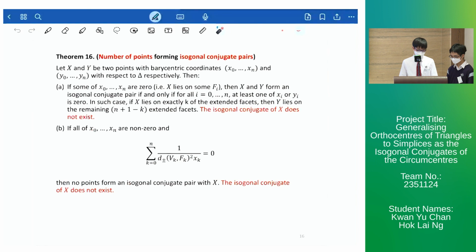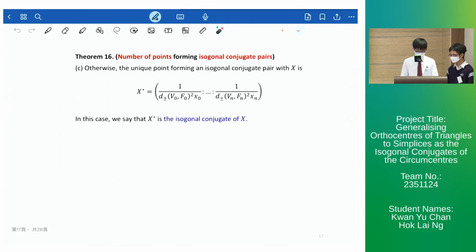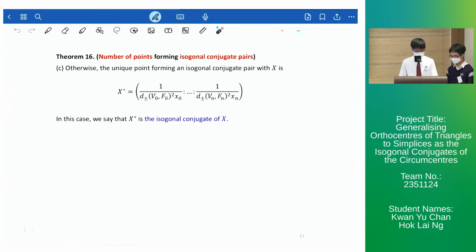B. If X does not lie on any of the facets, and the following sum evaluates to 0, then no points form an isogonal conjugate pair with X. In both cases, we say that the isogonal conjugate of X does not exist. Otherwise, there is a unique point X star which forms an isogonal conjugate pair with X, and X is also the unique point which forms an isogonal conjugate pair with X star. We say that X star is the isogonal conjugate of X with barycentric representation as shown.